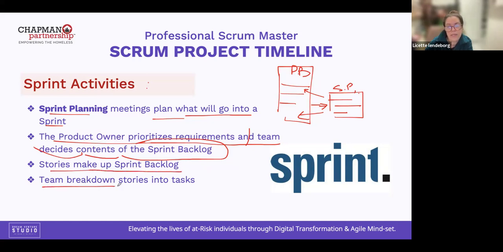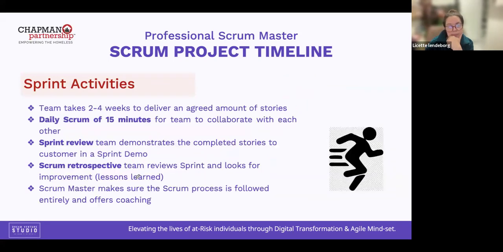The team breaks down stories into tasks, smaller portions. How can you eat an elephant? You cut it into pieces so you can eat little by little. That's the way you need to break down the stories or requirements. The team takes 2 to 4 weeks to deliver an agreed amount of stories. 2 to 4 weeks is the duration of a sprint or iteration.